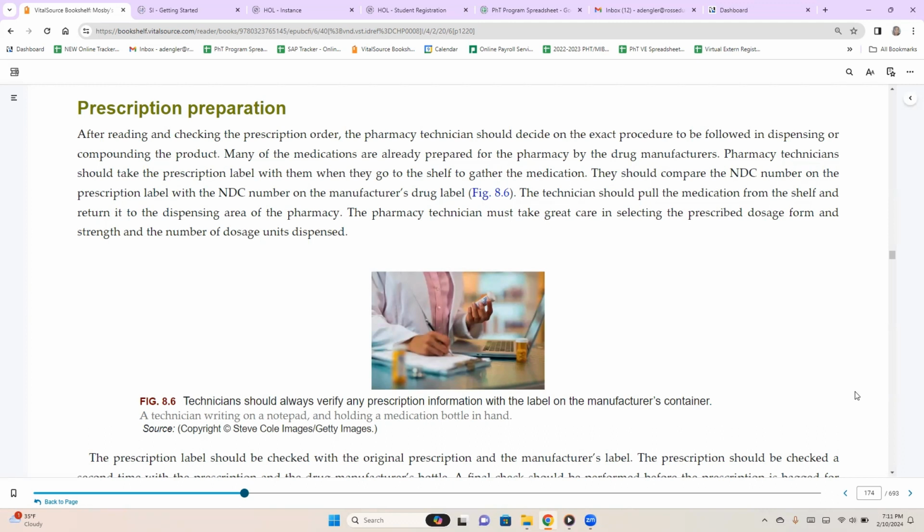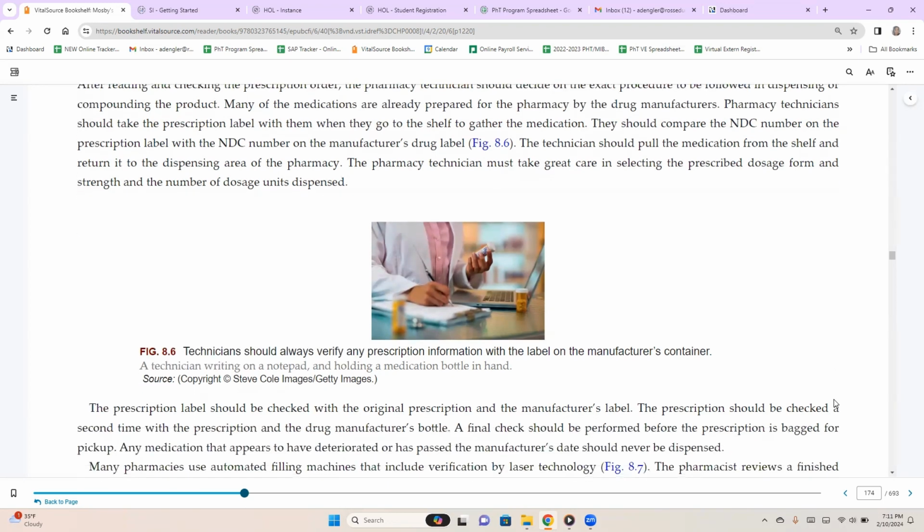They should compare the NDC number on the prescription label with the NDC number on the manufacturer's drug label on the bottle. The technician should pull the medication from the shelf and return it to the dispensing area of the pharmacy. The pharmacy technician must take great care in selecting the prescribed dosage form and strength and number of units dispensed, dosage units dispensed.